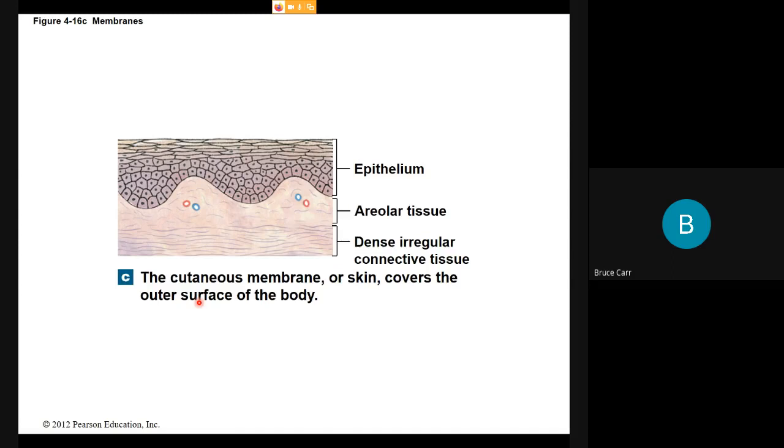The cutaneous membrane is the skin. It covers the outer surface of the body, and it's the first organ system we're going to deal with. It often has this kind of hill and valley profile. When we look at a slide, cell division is occurring down here at the base, and cells are migrating up or being pushed up from below, flattening. They actually die. They're waterproofed, and they form this squamous, stratified epithelium that provides our waterproof outer protective layer.